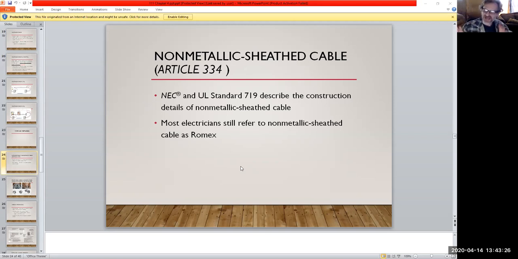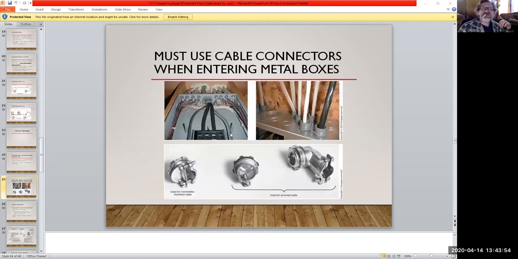But I guess technically it's incorrect, because Romex is actually a brand, and there are other manufacturers out there. So the specific technical term is non-metallic sheathed cable. And like I say, the minimum is you're going to have 3 conductors in that bad boy: hot, neutral, and a ground. And you can find this in the NEC, Article 334. And they even have specific styles of connectors.